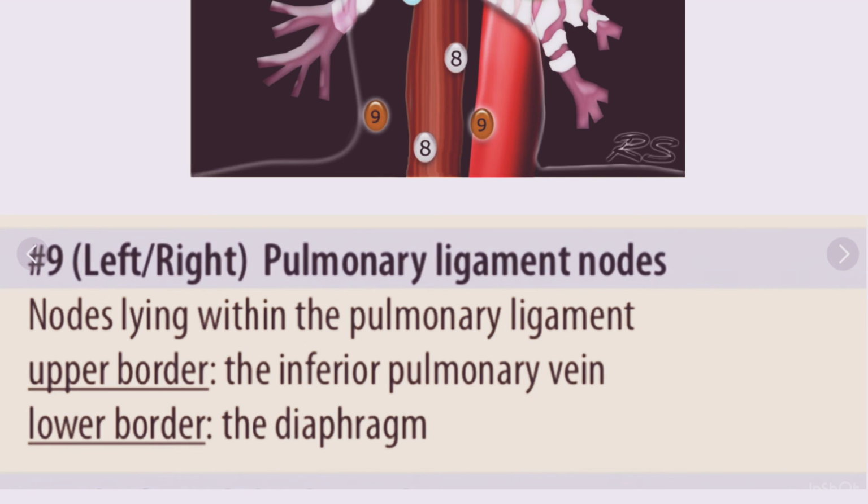Then comes the pulmonary ligament node. So these nodes lie within the pulmonary ligament. So the upper border is made up by the inferior pulmonary vein, very, very important. The inferior pulmonary vein makes the upper border, and the lower border is made up by the diaphragm only.